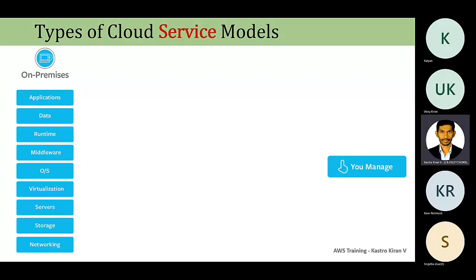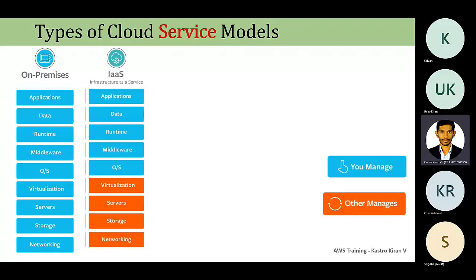And the second one is infrastructure as a service, IaaS. Now in infrastructure as a service, only a few set of things, that is the applications, data, runtime, middleware, and operating system, have to be managed by the company. Only this has to be managed by the company. The remaining ones, that is virtualization, servers, storage, and networking, are all maintained by third party persons.